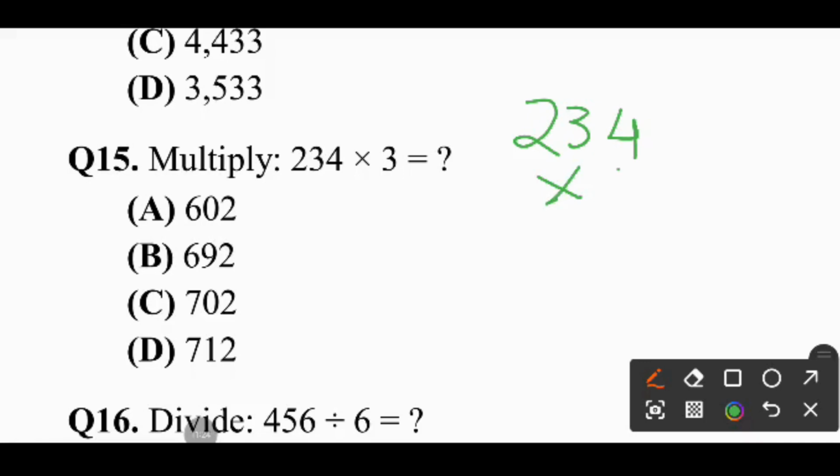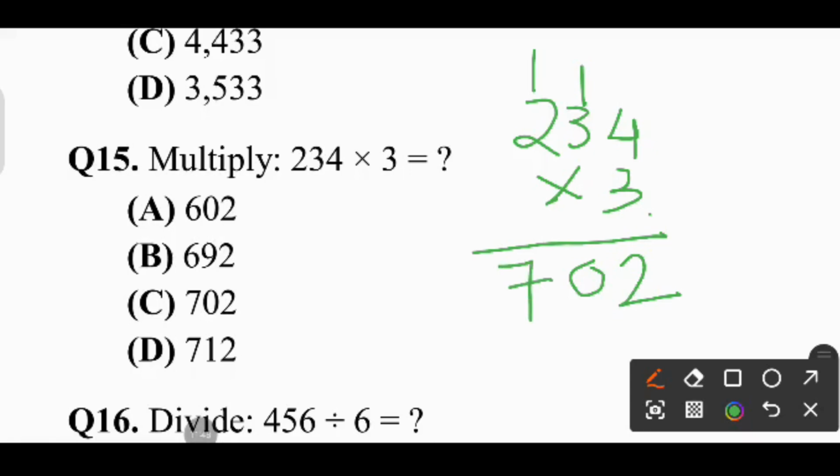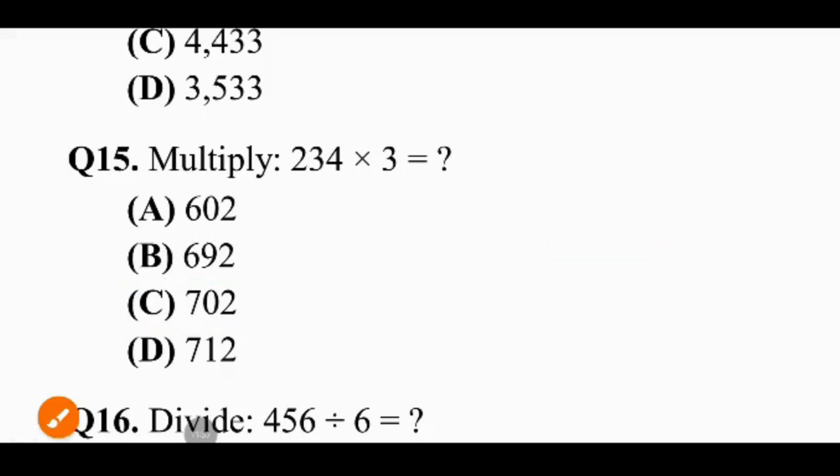We'll write 234 multiplied by 3 this way. The 3 and 4 tables are a must. Knowledge of tables at least till 16 or 15 you should be thorough with. So we'll do it this way: 3 fours are 12, 1 carry. 3 threes are 9, plus 1 is 10, 0 we write here, 1 carry. 3 twos are 6, plus 1 carry, 7. The answer is 702. So the right answer for question number 15 is C, 702.